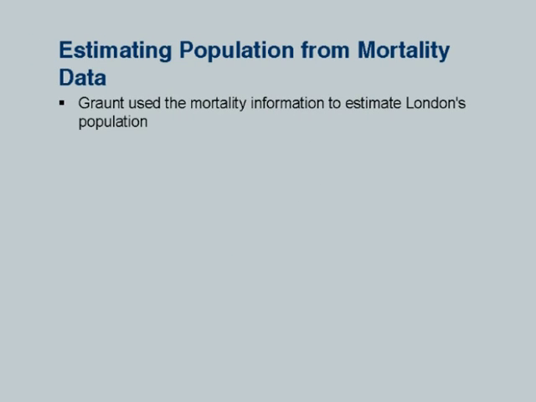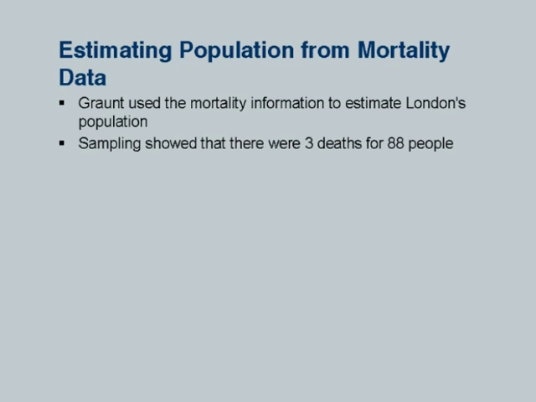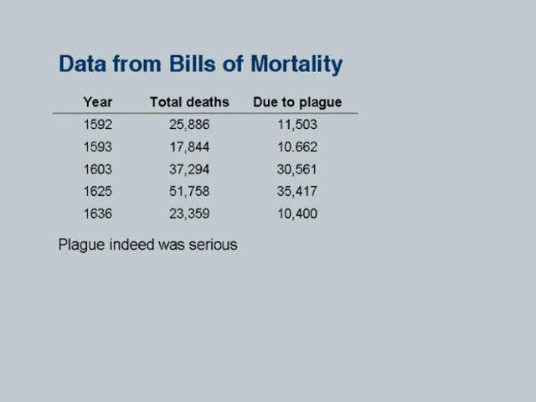And as I mentioned earlier, Graunt used the mortality information to estimate London's population. The sampling showed that there were 3 deaths for 88 people in a particular year. Therefore, he estimated the population of London to be this. So 13,200, I think it was later on, somewhere around this time, 1640 or something like that.